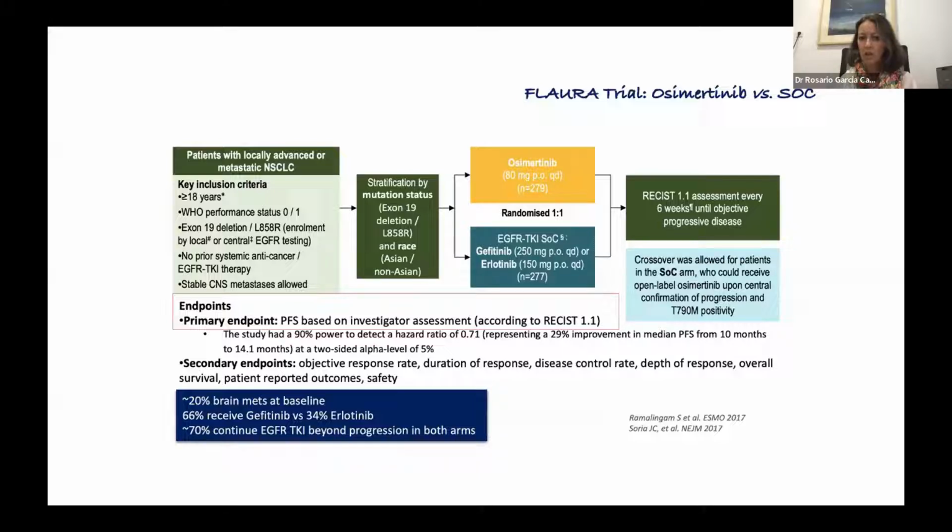This is something that we need to take into consideration when we do cross comparisons among trials. The vast majority of the patients who receive a standard of care receive gefitinib. And this is important also when we talk about how we manage these patients in our daily practice. 70% of patients in both arms continue the tyrosine kinase inhibitor beyond progression. I really like also the concept of treatment beyond progression.